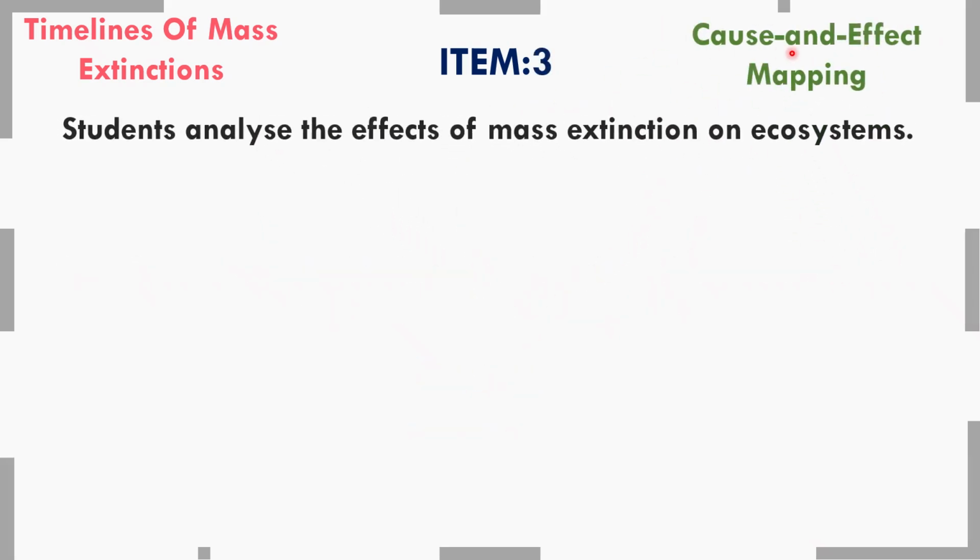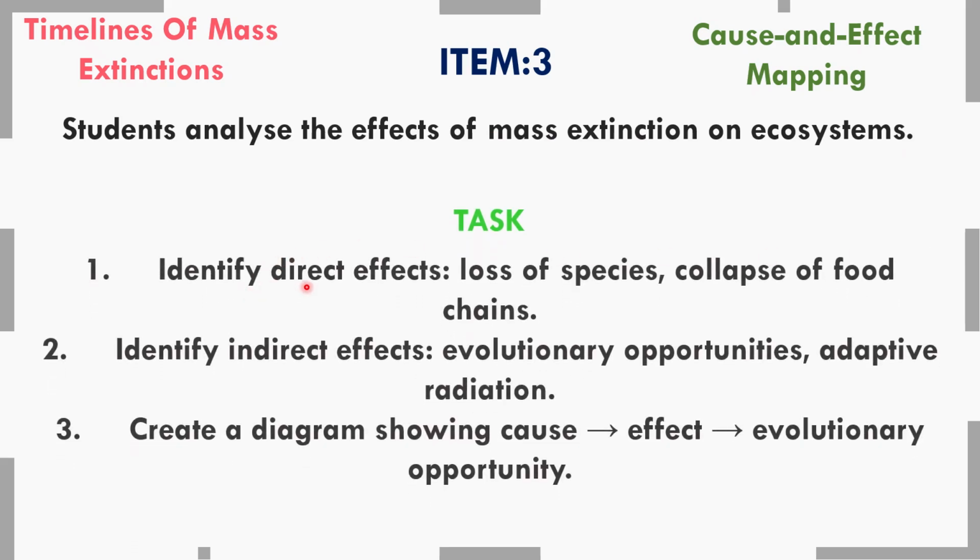Let us look at cause and effect mapping. Students analyze the effect of mass extinction on ecosystems. Identify direct effects: loss of species, collapse of food chains. Identify indirect effects: evolutionary opportunities, adaptive radiation, and create a diagram showing cause, effect, and evolutionary opportunity.